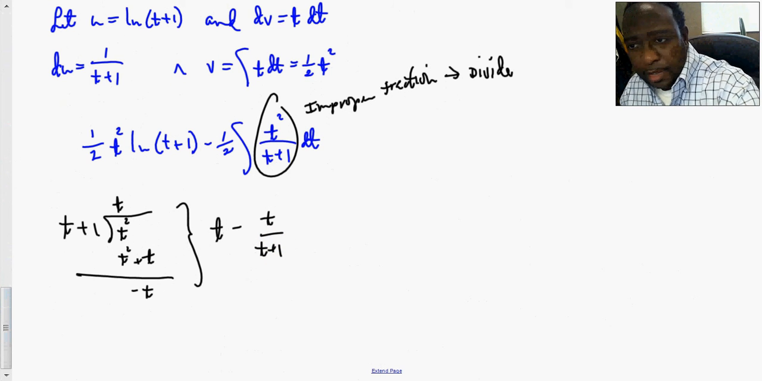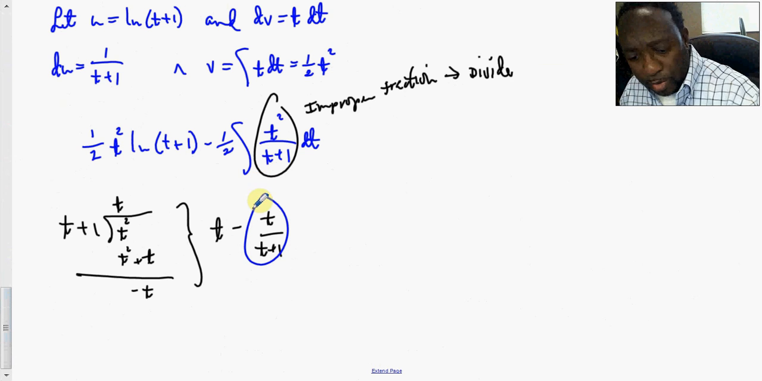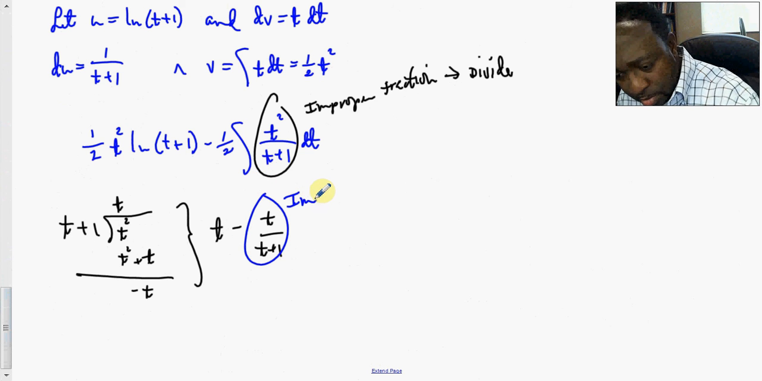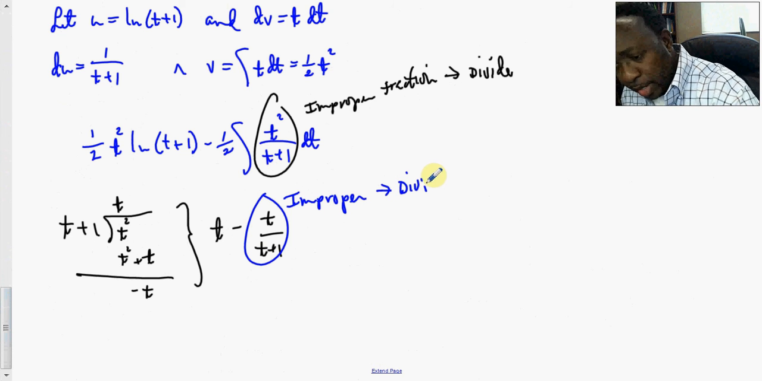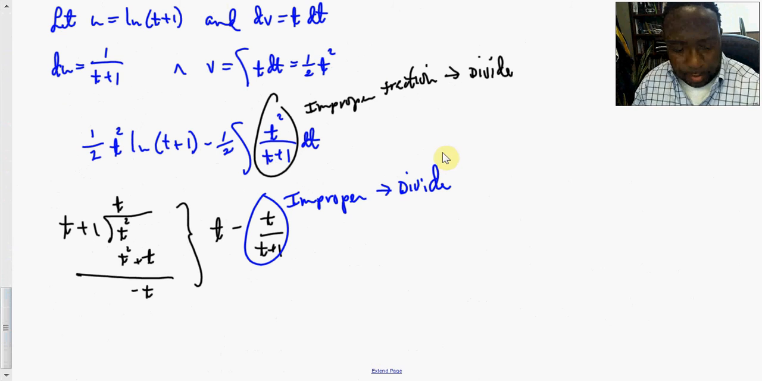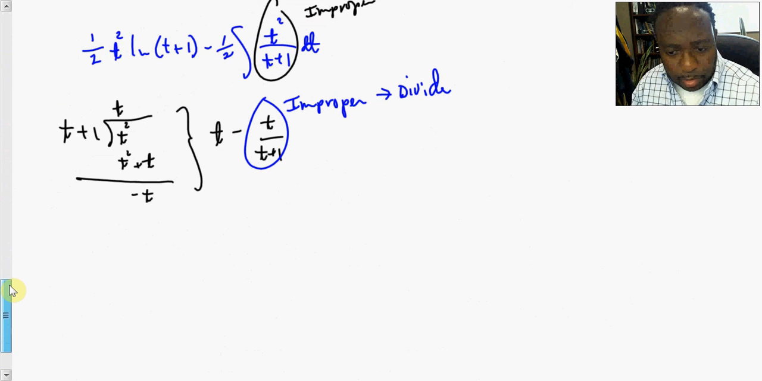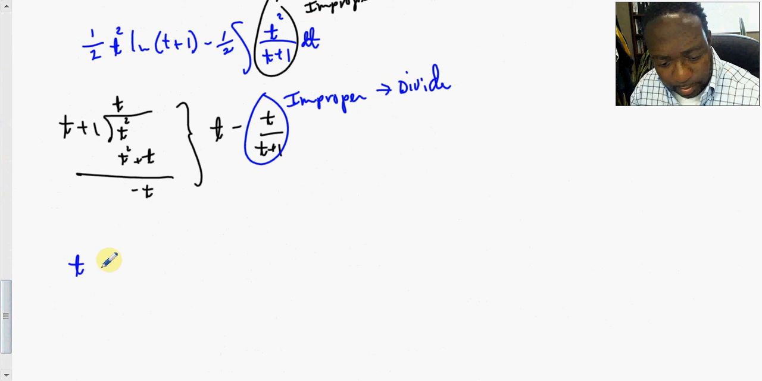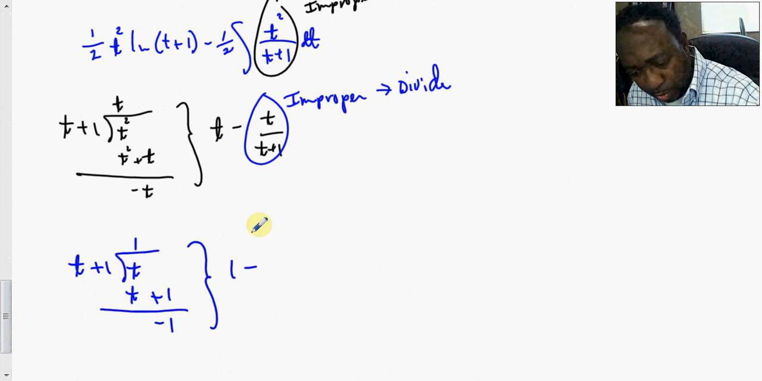Now you look at that, this term here is improper, so we have to divide. But it's okay. So we divide t plus 1 into t. t goes into t one time. 1 times t is t. 1 times 1 is 1. Draw a line, subtract. So we get 1 minus 1 over t plus 1.